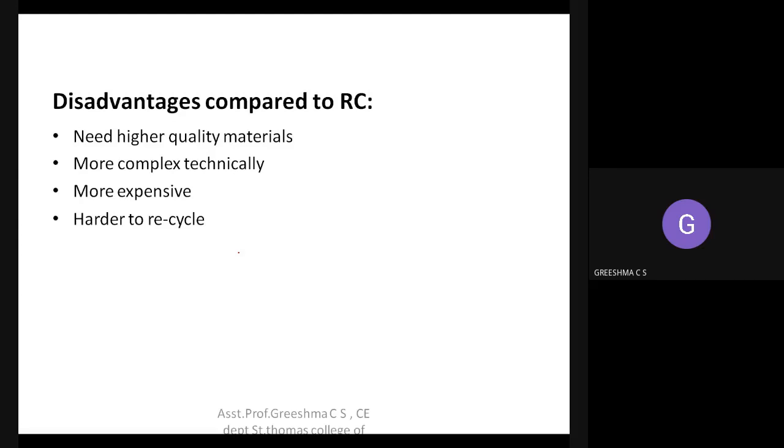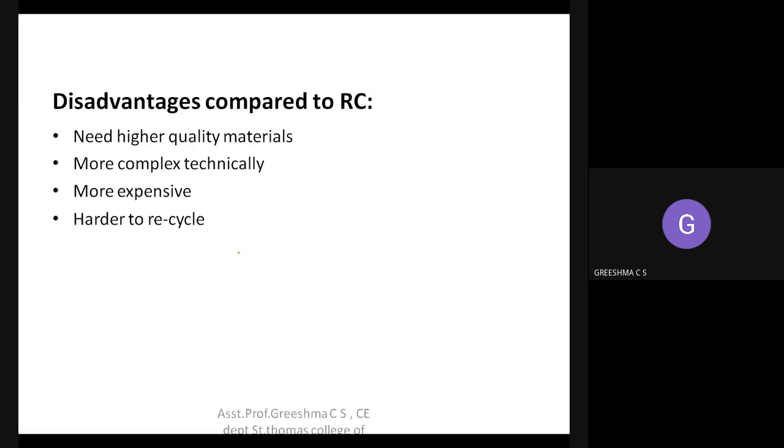The second one is that it is technically very complex. That means you have to calculate a lot of loads here. Live loads will be there, dead loads will be there, pre-stressing force will be there. So technically there are a lot of calculations. Next, it is very expensive. The manufacturing process is very expensive.